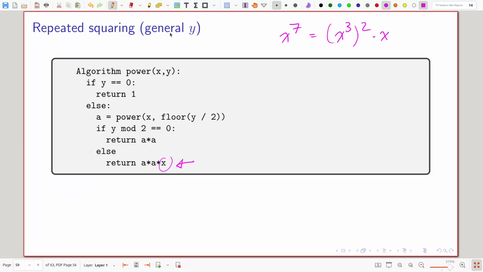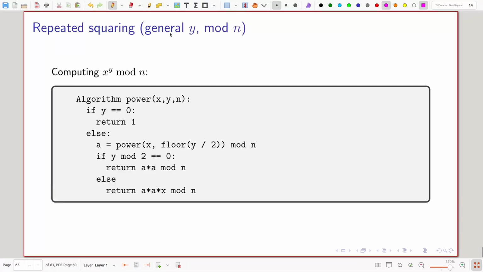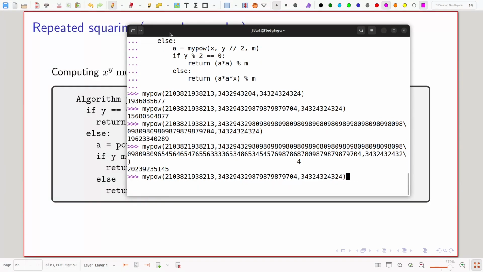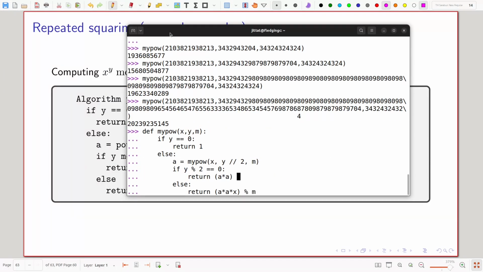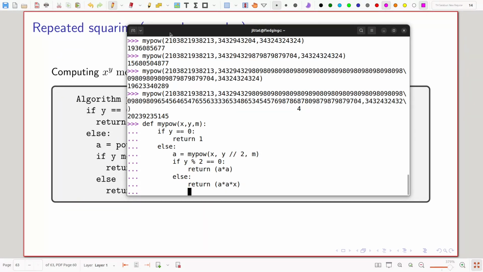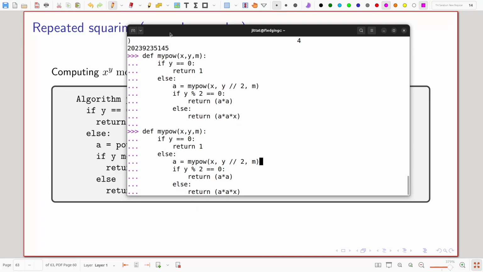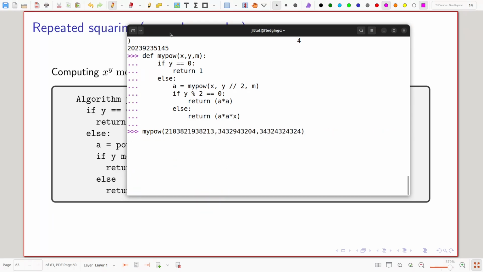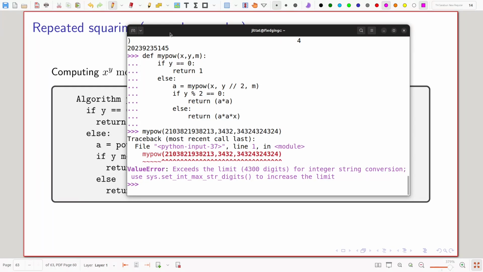Alright, so now you know two things. You need the mod, okay? If you ignore the mod, it won't work. So let me show you the version without the mod. Just ignore the mod, and let's try to run it with the smaller one first. Yeah, it doesn't work anymore. Python doesn't like it.